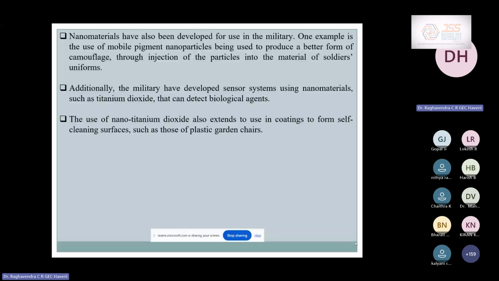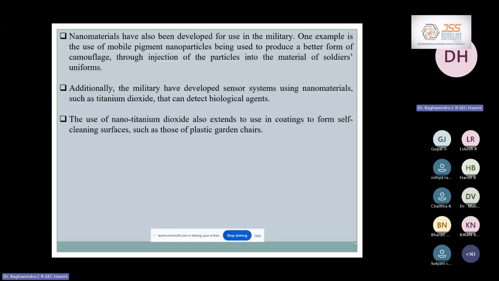We also use it in biomaterial coatings, because its chemical reaction with body fluids is very minimal compared to other nanoparticles. Titanium, the base material, has also been used in various implant applications and even in surgical applications. The use of nano titanium dioxide also extends to coatings that form self-cleaning surfaces, such as those of plastic garden chairs. These titanium dioxide coatings have also been used in one of the BMW car applications.